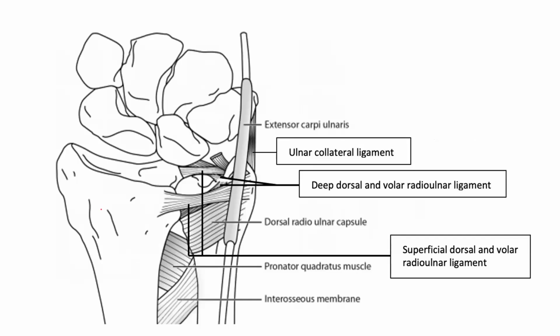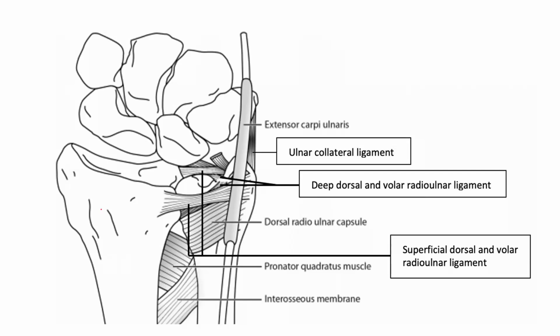Again, this is a diagram which shows you the extensor carpi ulnaris and its subsheaths in relation to the ligaments about the triangular fibrocartilage. We have the ulnar collateral ligament, well demonstrated. You have the deep dorsal and volar radio-ulnar ligaments. You have the dorso-radio-ulnar capsule.